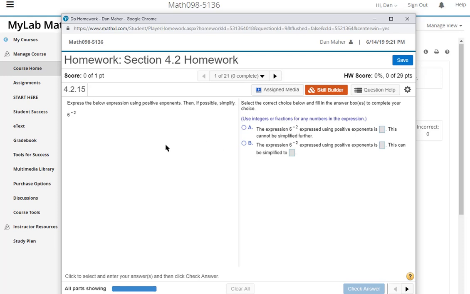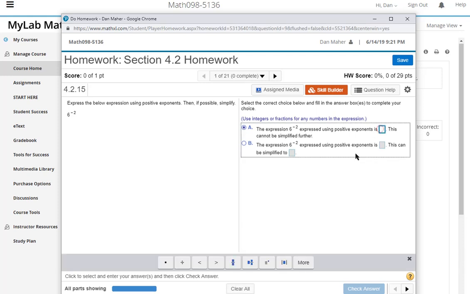There are some shortcut keys too, like to do an exponent and so on, rather than always having to go to this palette down here for that. Like if I wanted to do, I'm talking so much I didn't read the question. It says, select the correct choice and fill in the answer here to complete the choice. Use integers or fractions.